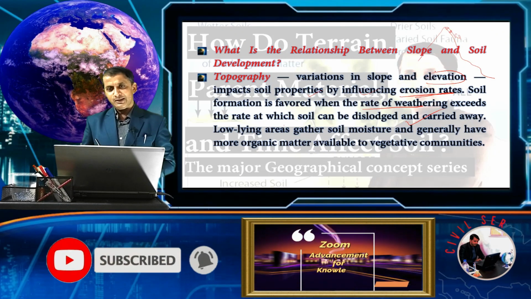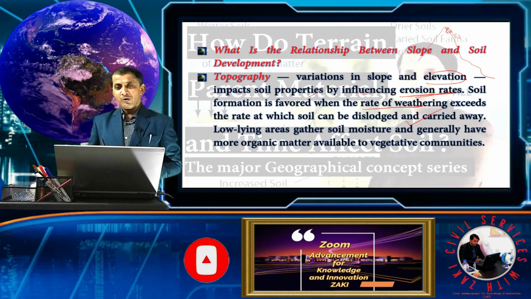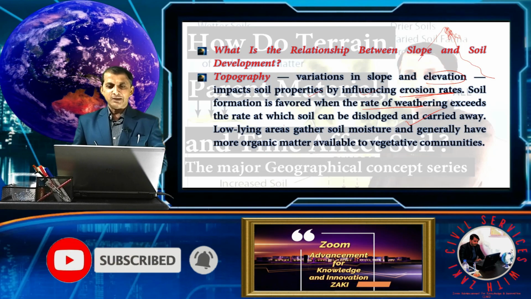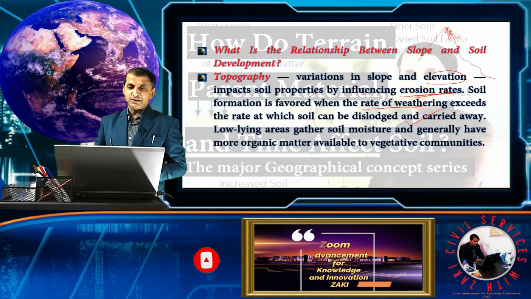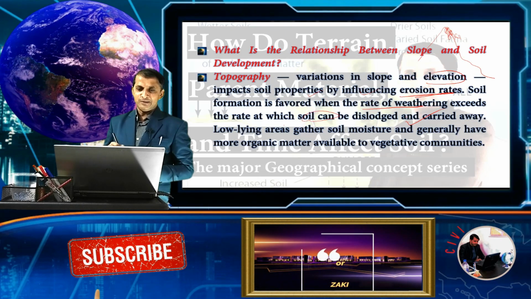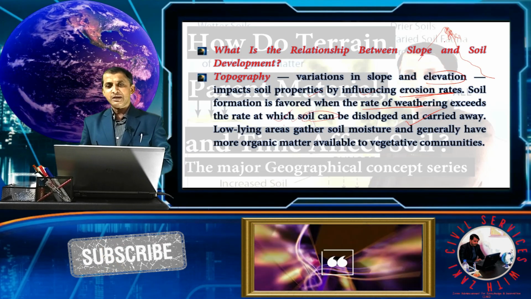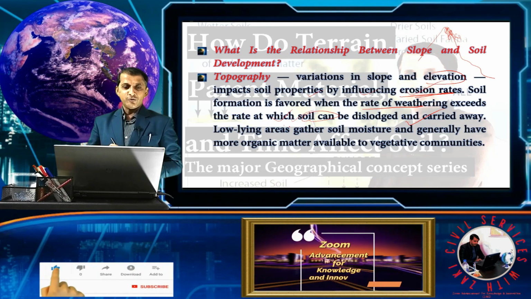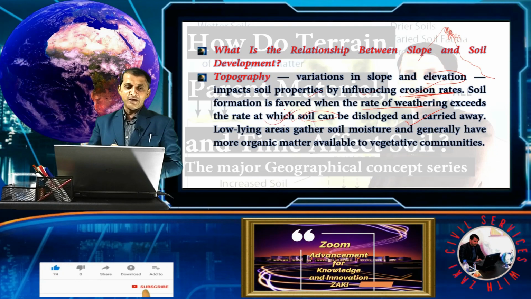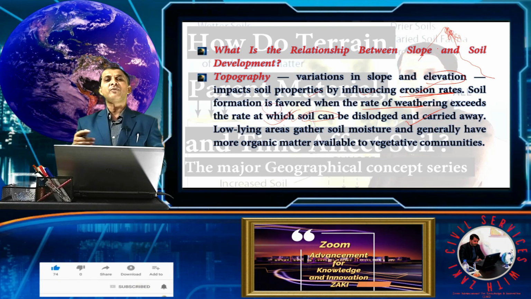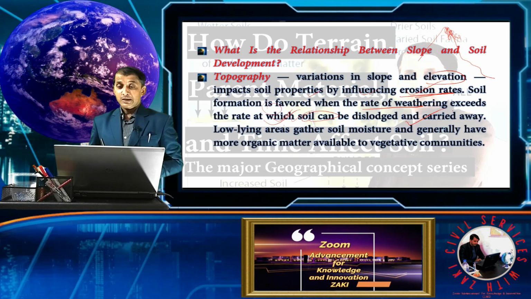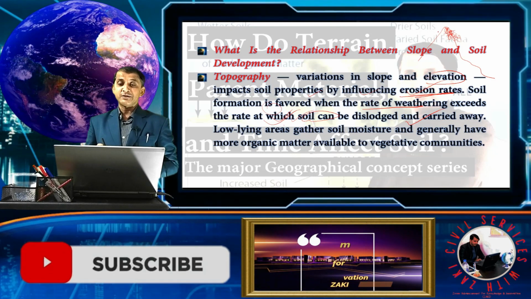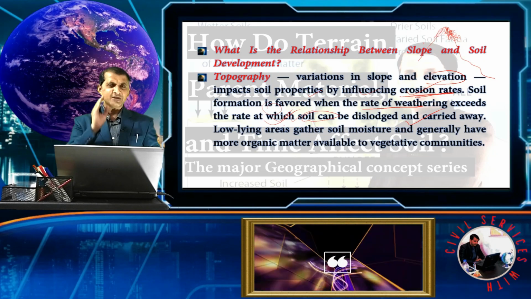If you see here, if there is more weathering than erosion, then some soil is carried away. So if the rate of weathering exceeds the rate at which the soil is dislocated and carried away, you can find soil formation on the upper slope. But if the erosion exceeds the weathering, then you can't find such soil development on the upper slope or the steep slope.